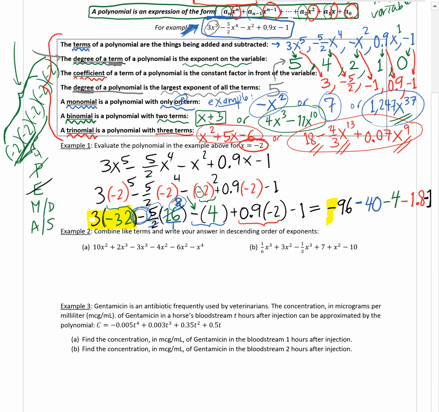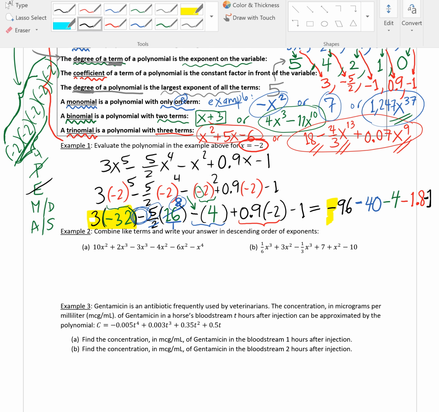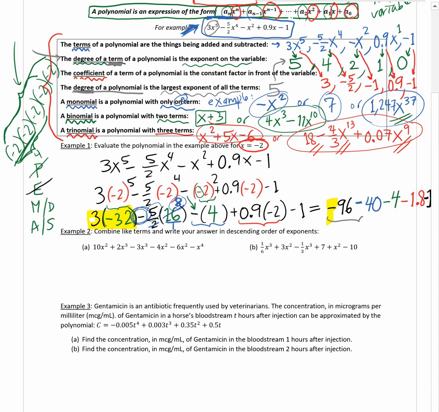Now all we have to do is combine all these guys together. And the way I like to do it, I don't know about you guys, but I'll do 2 at a time. Like, okay, what's negative 96 and negative 40? Negative 96 minus 40 makes negative 136. Negative 136 and negative 4 together make negative 140. Negative 140 and negative 1.8, that's negative 141.8. Negative 141.8 minus 1, negative 142.8. Wow. That was a lot of work, but there it is in all its glory. That's the answer to that problem.